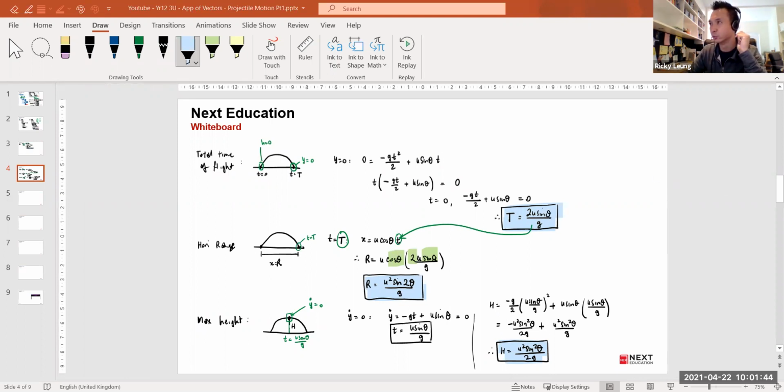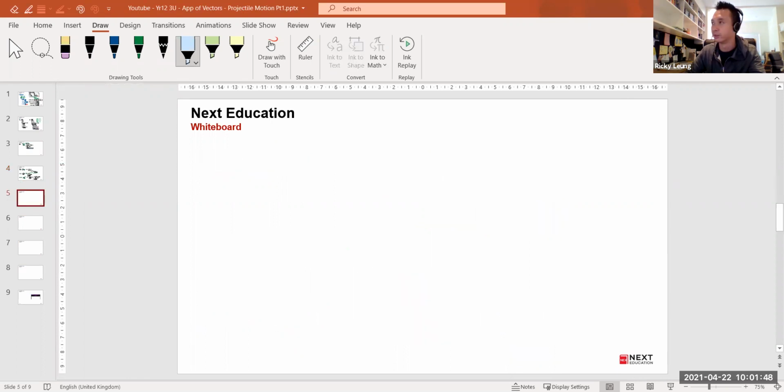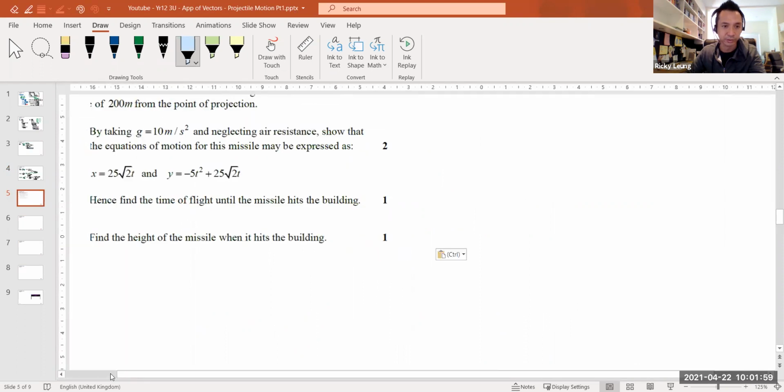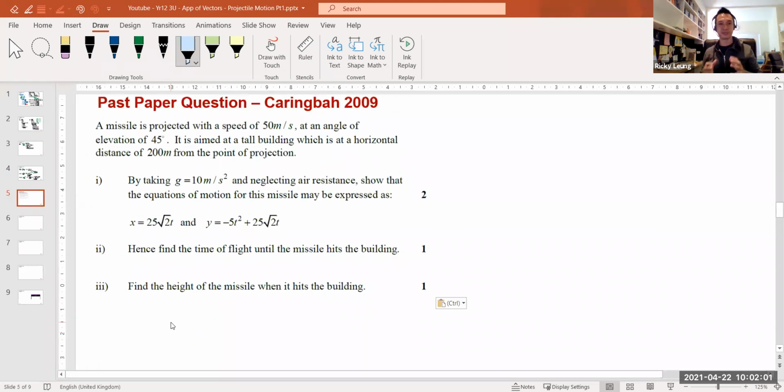So I've got 2 prepared for you. So the first one I'm just going to drop in, right? It's from Caringba, past paper 2009, and it looks a little bit like this. So I'll zoom in for you to have a read, right? So let's unpick this and actually do it. So like I said, ironically, in 3 to mass, when it's got numbers, it's actually easier. When it doesn't have numbers, it's actually much harder.